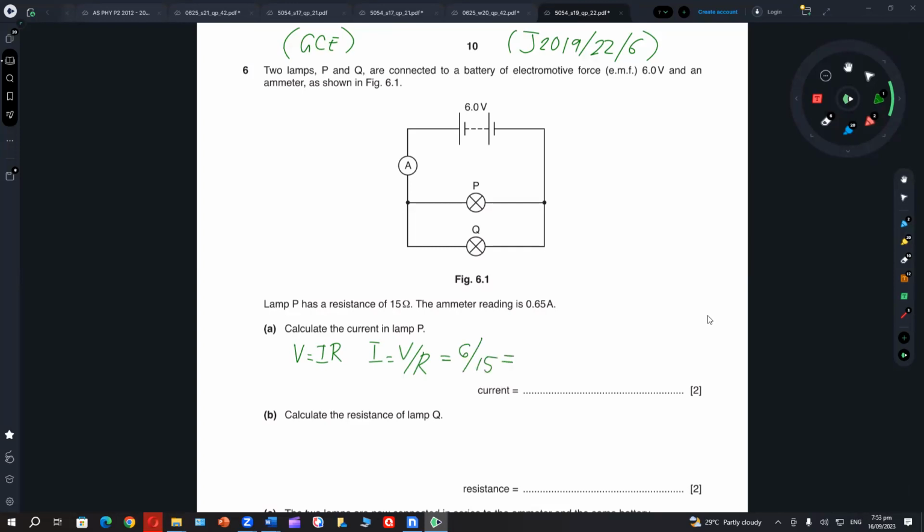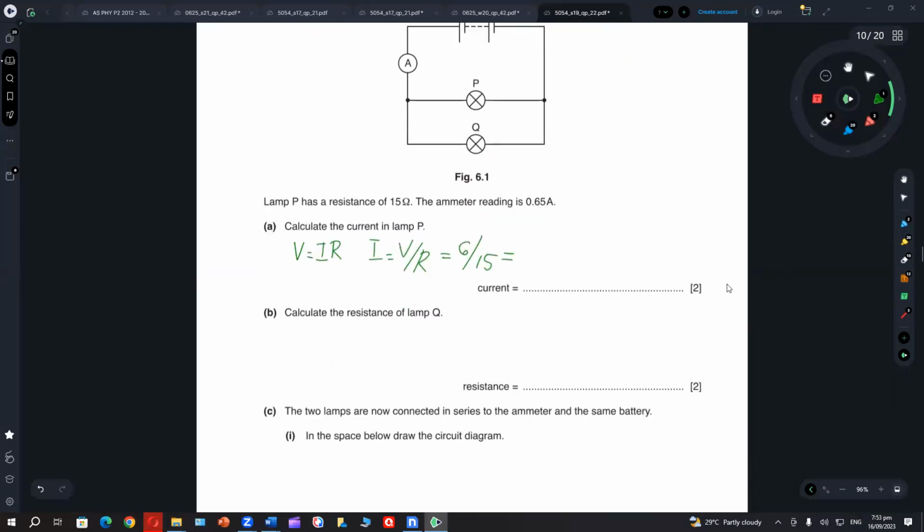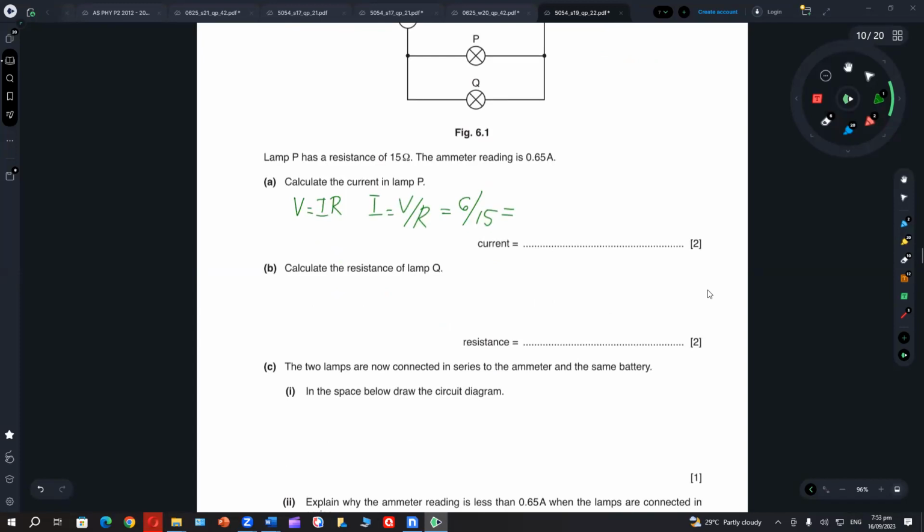So do this calculation. 0.5. Give me a minute. 0.4. Hamad, did you say something?